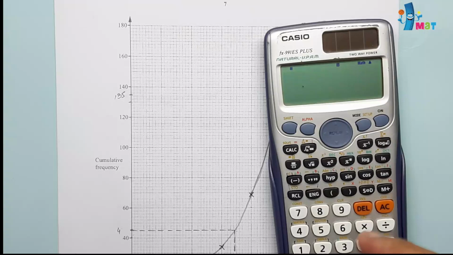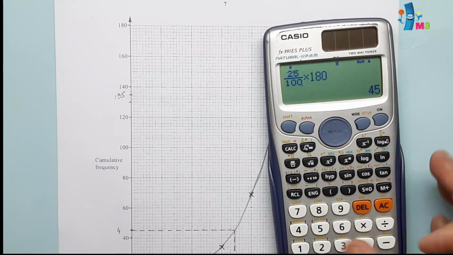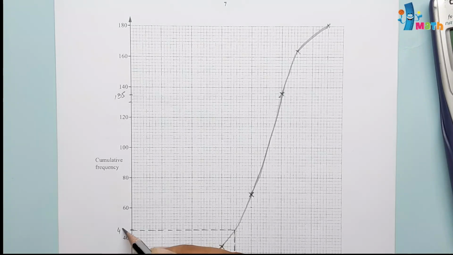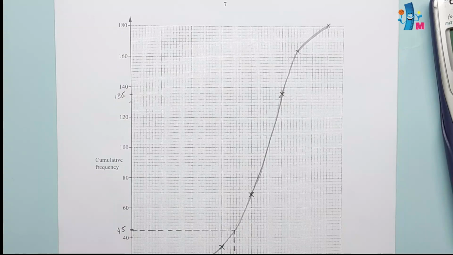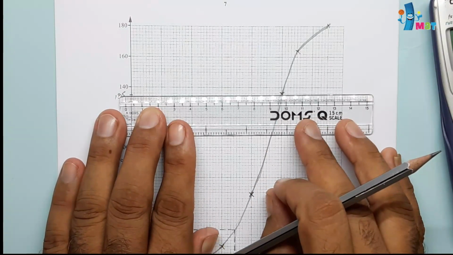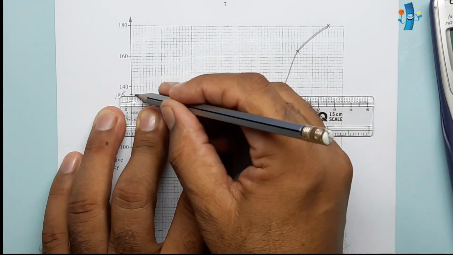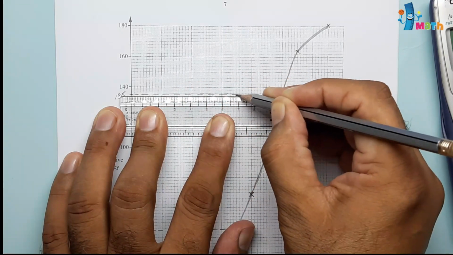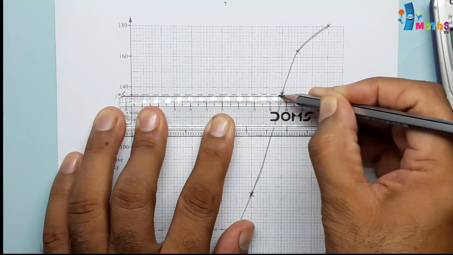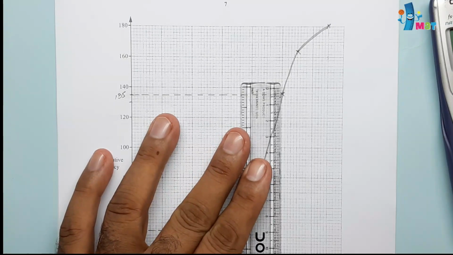So the percentile I'll calculate again. The 25th percentile, which we have done, is 45. So this is the 45 point which we have taken, and this is 135. I will be drawing the line up to the graph from this side as well. This will be the dotted line which will be extending up to the graph, and then from the graph we will be extending this line to the x-axis, which is this one.